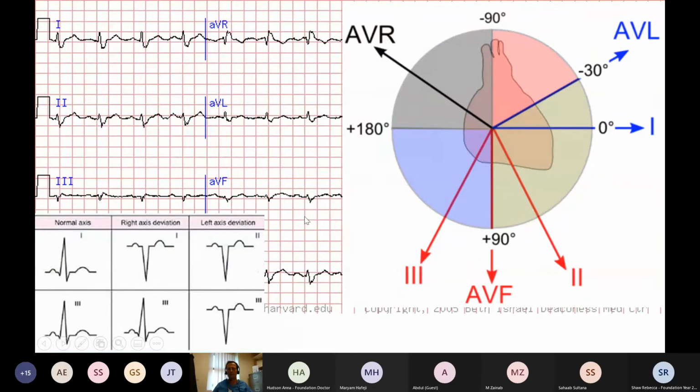So this patient has right bundle branch block and left axis deviation. And what's that give him as a diagnosis?